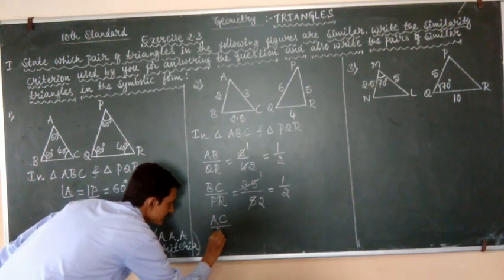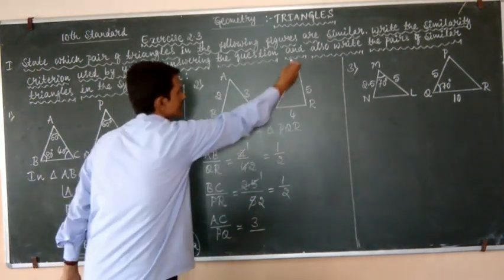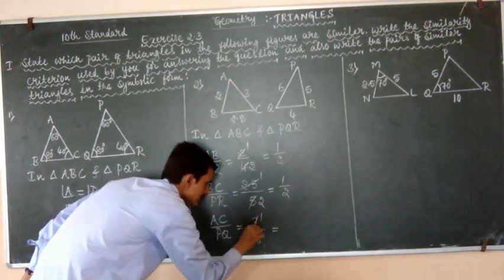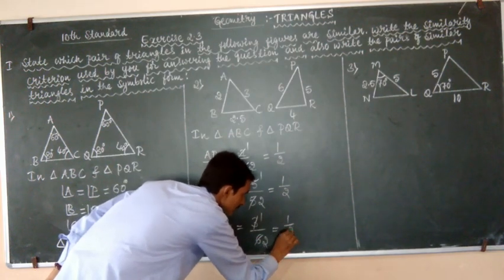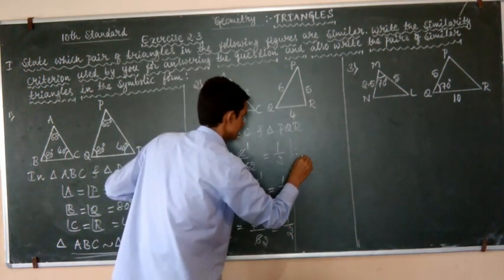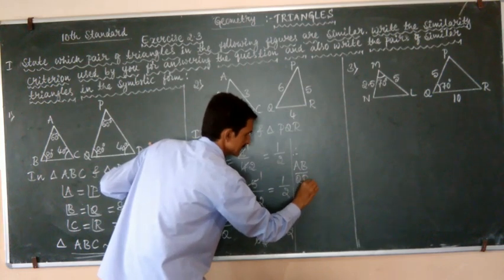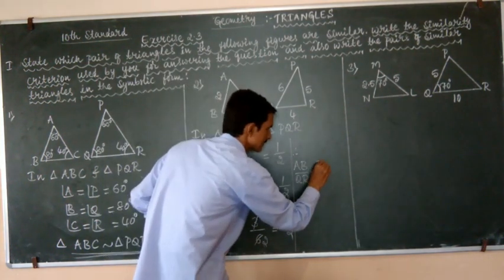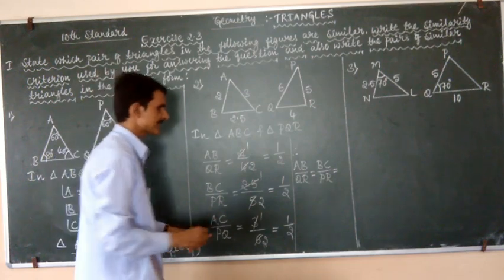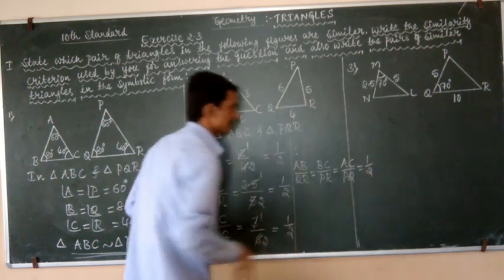AC by PR, the length of AC is 3 units, whereas the length of PQ is 6 units, which will be equal to 1 by 2. So 3 ones are 3, 3 twos are 6, so it is 1 by 2. Therefore, students, AB by QR equals BC by PR is equal to AC by PQ, which is equal to 1 by 2.